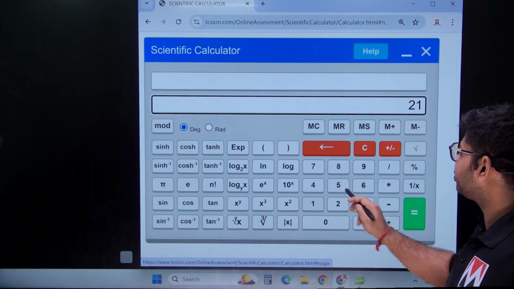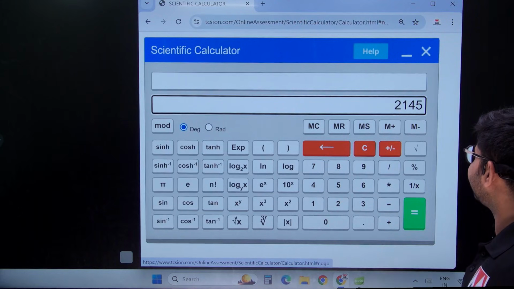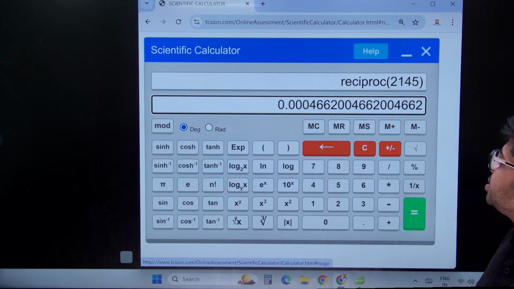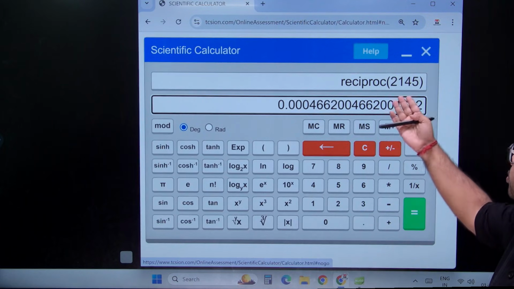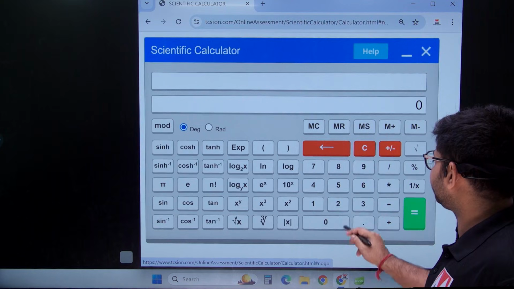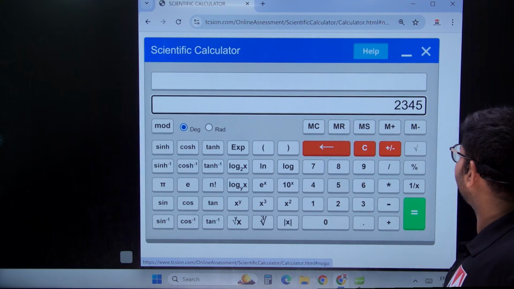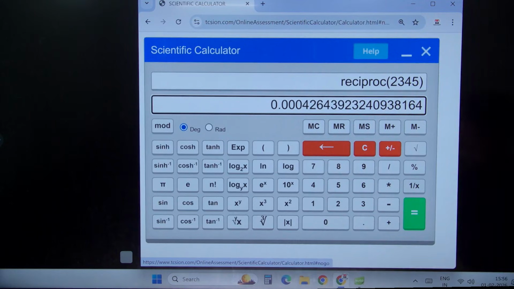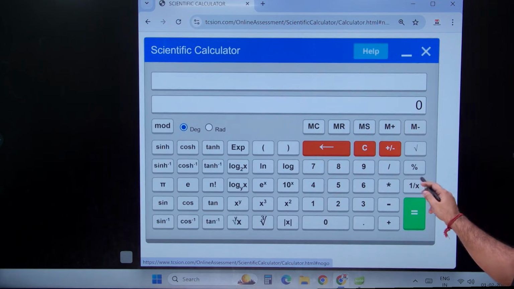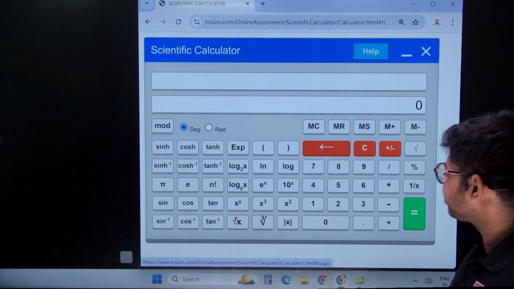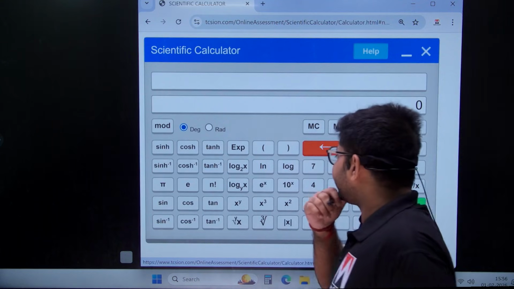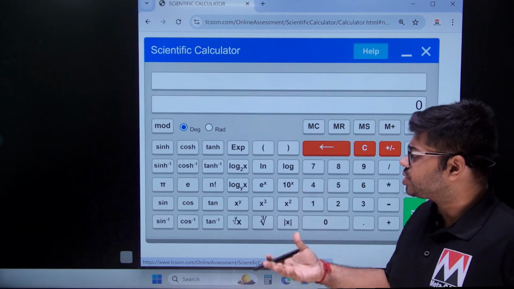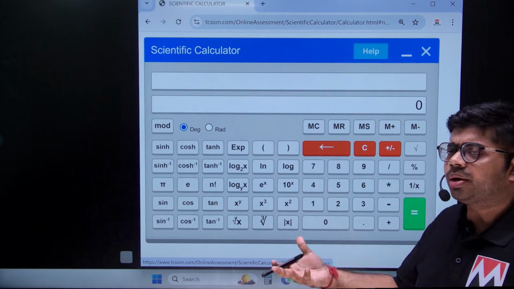2345. Okay, and there is a function called 1 by x. So it is going to give you directly 0.00046662. So reciprocal of 2345. Okay, it was 2345, and 1 by x. So you see, you will get the same thing. It has taken the reciprocal of 2345. So this is the reciprocal. 1 by x is the reciprocal.